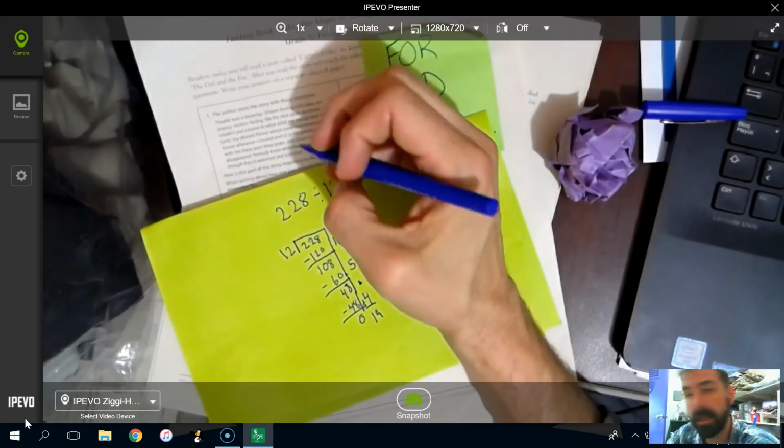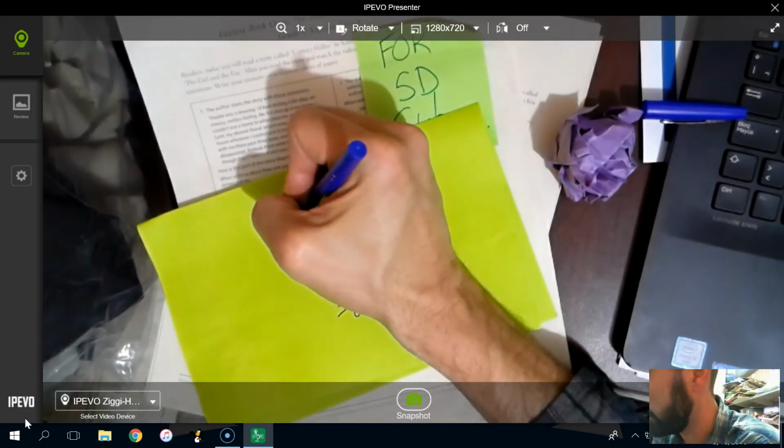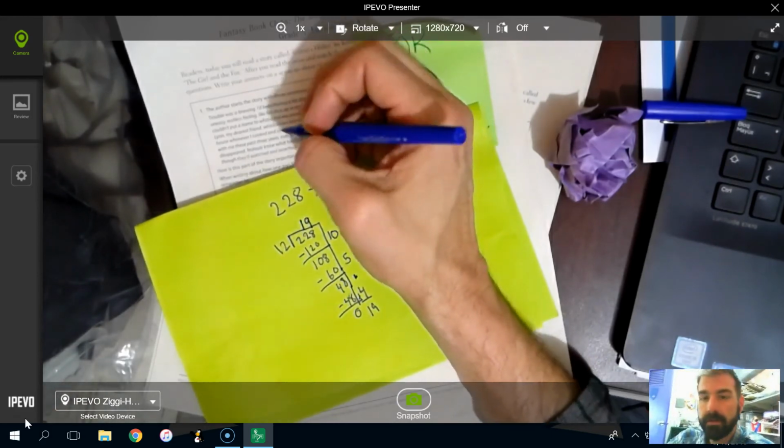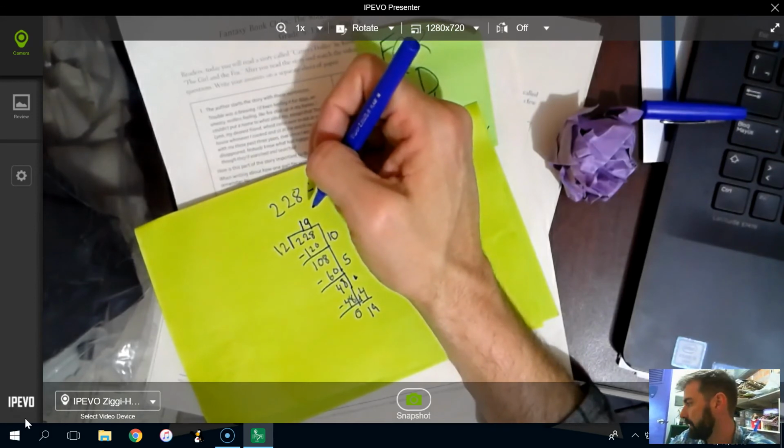So where do we want to put the answer? Right up here. You want to respect place value: the 1 is over the 10s, and the 9 is over the 1s. So 228 divided by 12 equals 19.